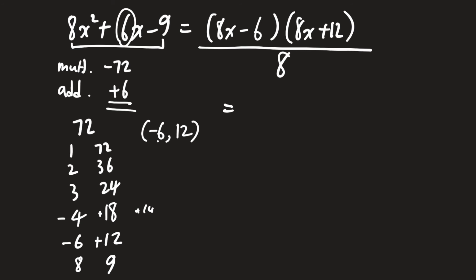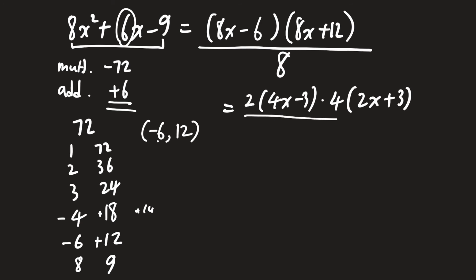And we're almost there. I want to common factor. So from the first bracket, I can take out 2, 4x minus 3. And from the second bracket, I can take out 2. I can actually take out 4. And this becomes 2x plus 3. Now I have to make sure that I still have that division by 8.